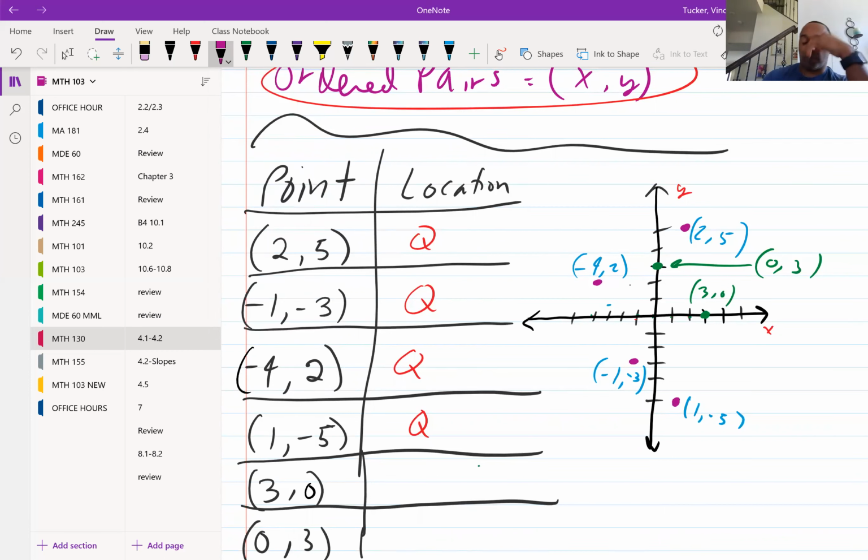All right, so let's look at the first point, 2, 5. There are two positive moves. You always start at your origin, and we're going to go right 2, up 5. And that's how we get to that point, 2, 5.